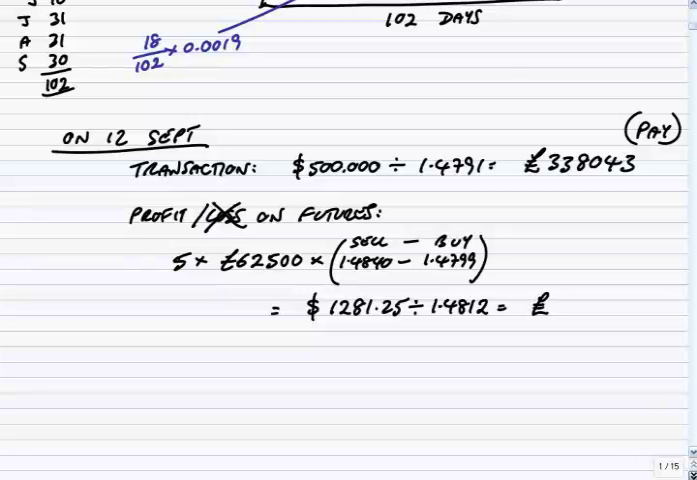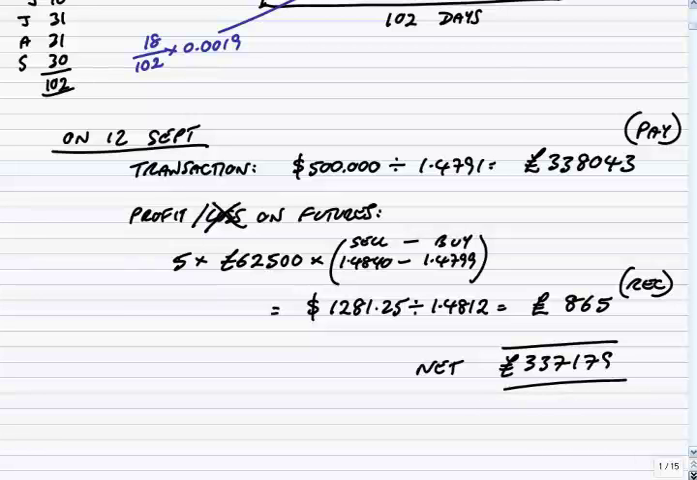And so the receipt, $1,281.25, converted at 1.4812, £865 a receipt. And so, as always, although it is 2 separate deals, the net result, you're paying out 338,043, you're receiving 865. There's a net payment of 337,178. And there we are.